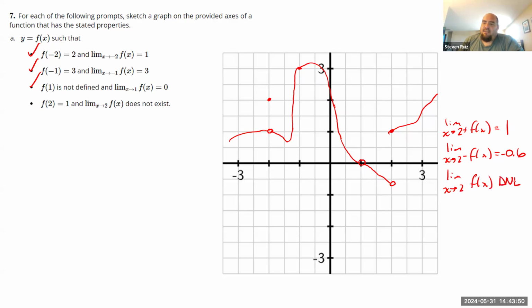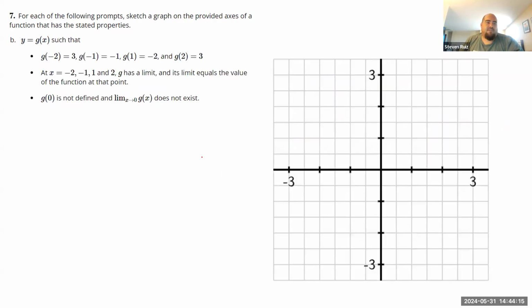That does not exist. So you could also have like a vertical asymptote. Those are probably the two most common ways to have a limit that fails to exist. But again, this is one solution. Yours might look very different, but it also might meet these conditions here. So let's go ahead and move on to part B of the question.